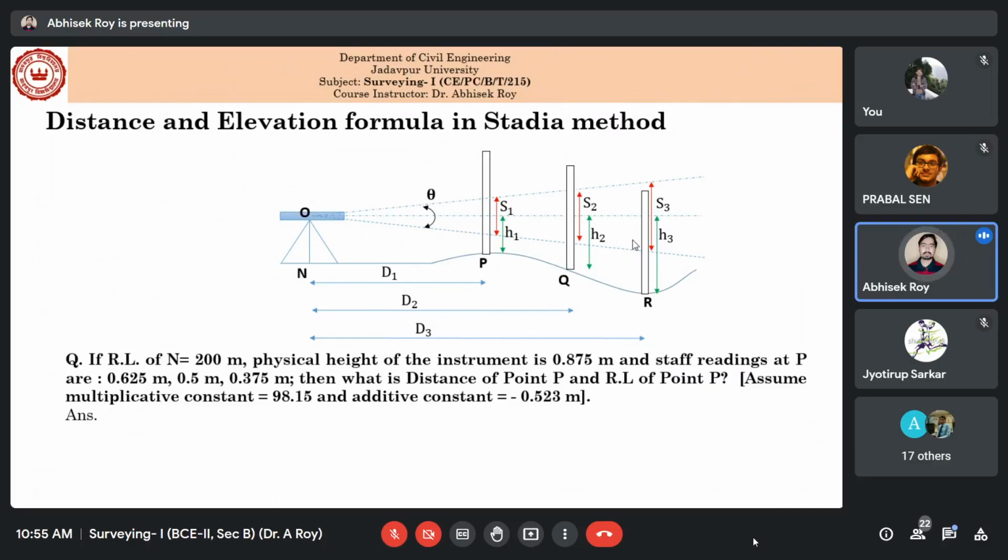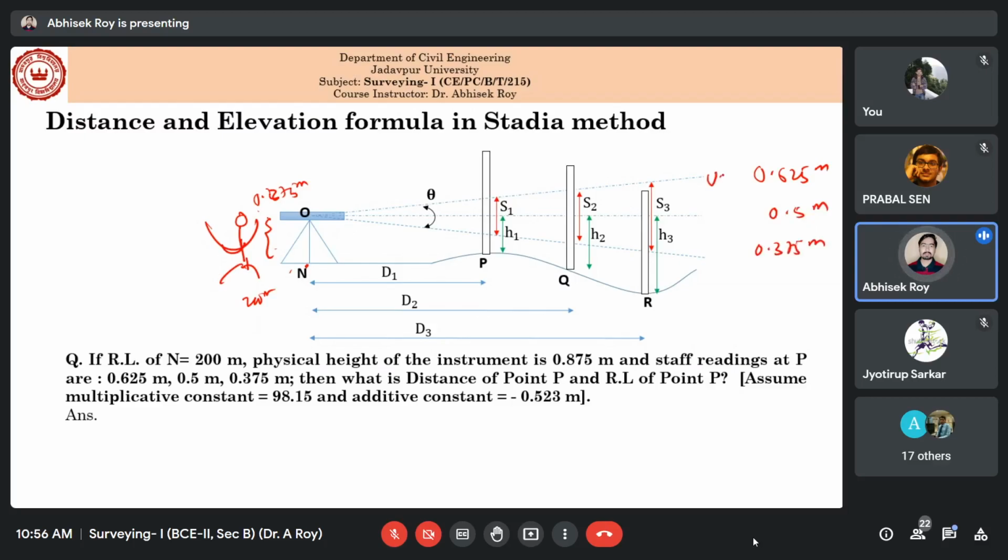So now a similar type of example is given here. Suppose you are observing through this telescope, and your friend is holding the staff at point P. Suppose you know the RL of point N is 200 meters. The physical height of the instrument at point N is 0.875 meter, and the staff readings at P, where your friend is holding the staff, are 0.625 meter, 0.5 meter, and 0.375 meter.